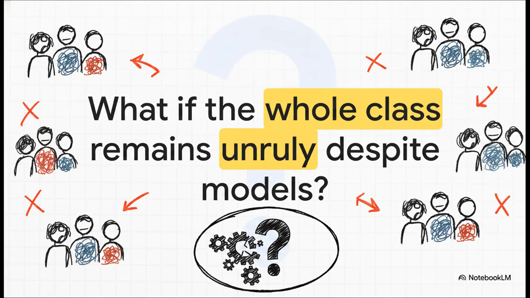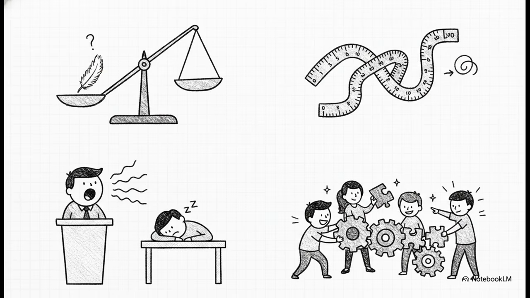Now, this requires a moment of deep self-reflection. What if it isn't just one isolated student? What if the whole class remains unruly despite our carefully structured progressive discipline models? If that happens, we have to ask ourselves a tough question. Does the flaw lie not in the students, but in the system itself? If you're facing systemic unruliness, we must accurately diagnose the classroom.